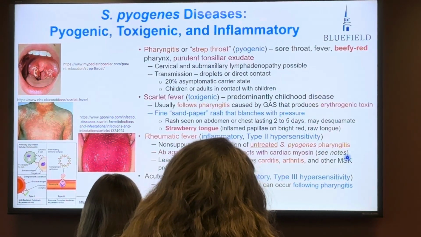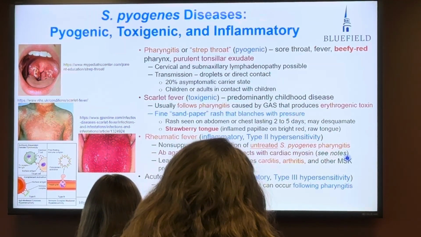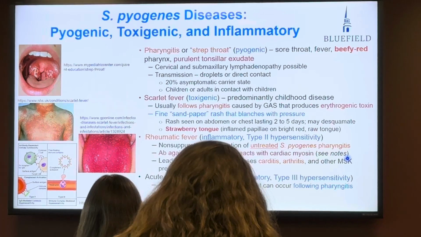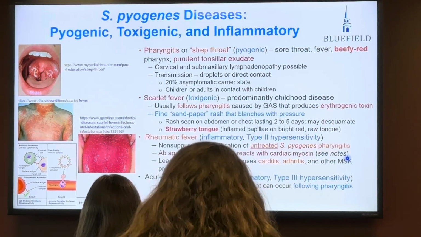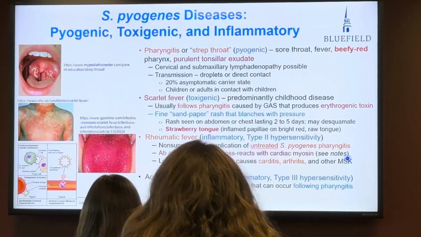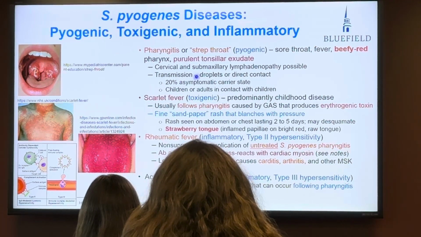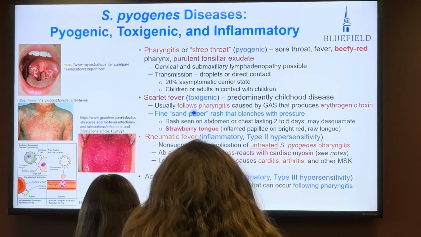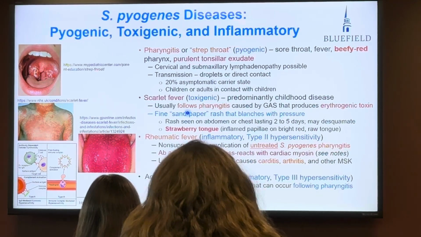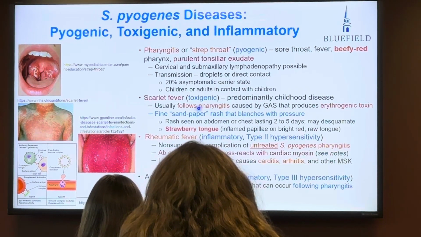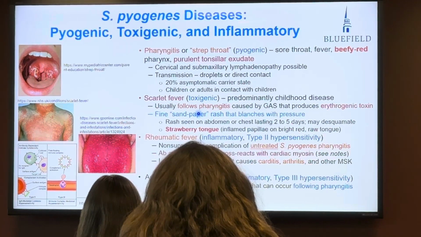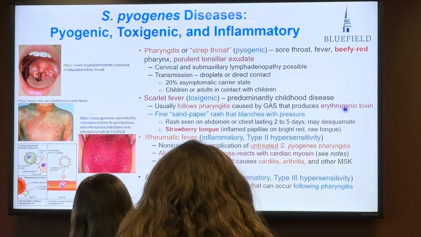Then you have diseases that aren't purely pyogenic, like the ones we talked about on the last slide. Now we have ones that can be a combination. So strep throat is pyogenic, yes, but if it's not treated, it can cause scarlet fever if that strain of Strep pyogenes is secreting this specific toxin. It's in Burgundy, but you don't need to know that it is the erythrogenic toxin.